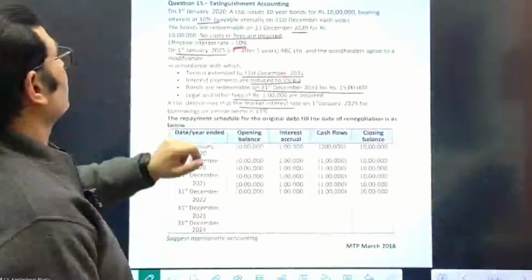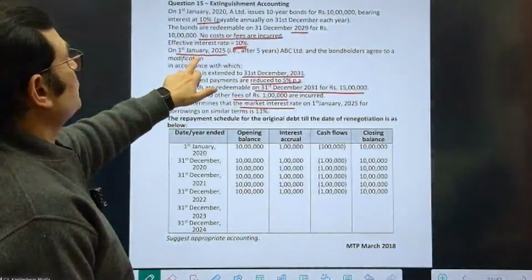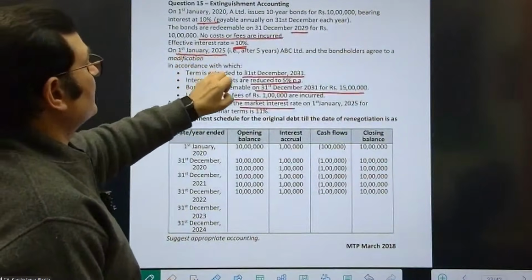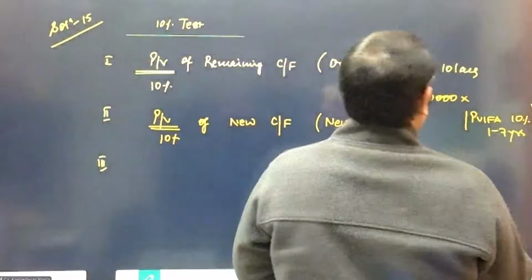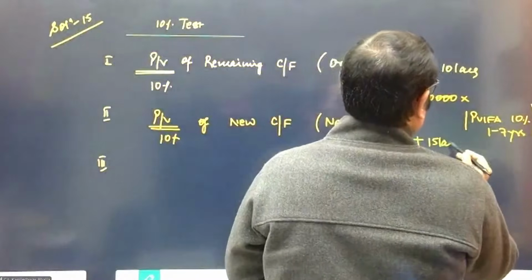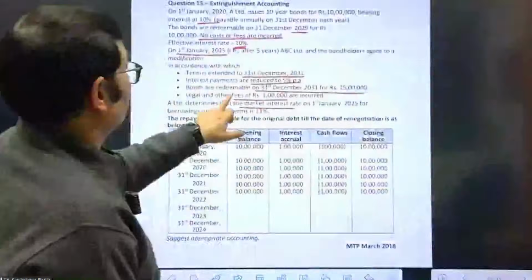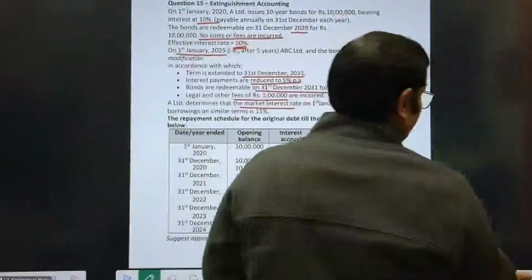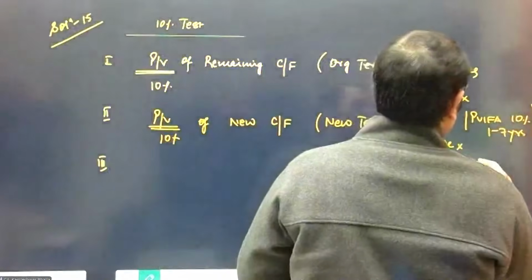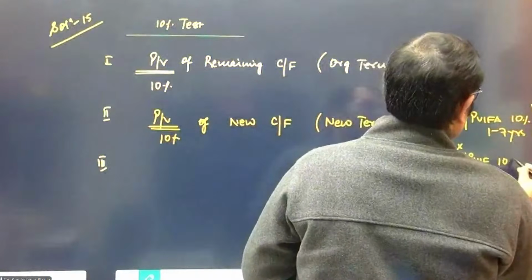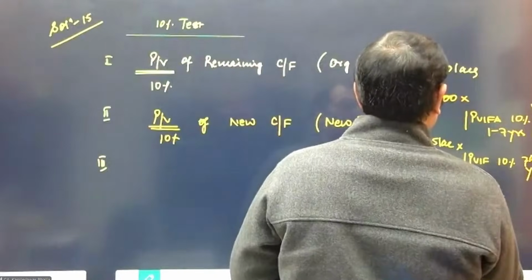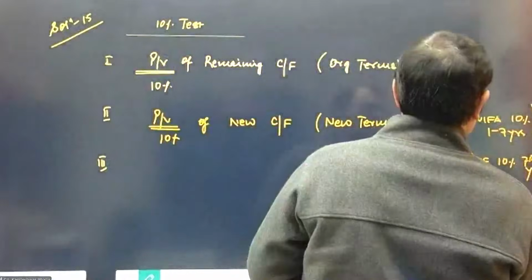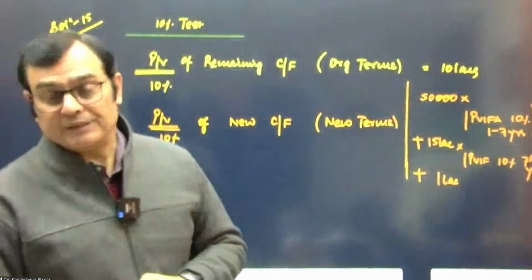Let me see when the default occurred. It was on January 25. That means the remaining 5 years gets extended by another 2 years, so it's going to be 7 years. Then you're also going to consider principal repayment, which has been enhanced. The money is now redeemable at 15 lakhs, and this is going to be PVIF at the rate of 10%, 7th year end. We also need to take the TC, which is 1 lakh. TC is paid at time 0, so that doesn't need a discount.